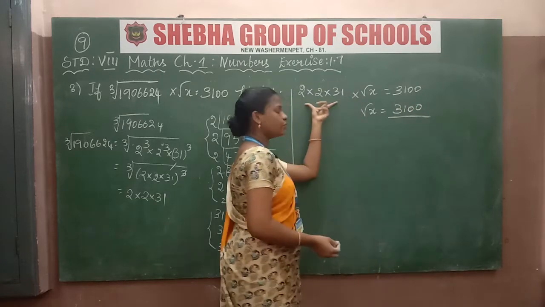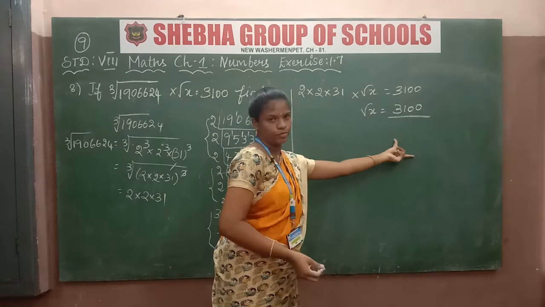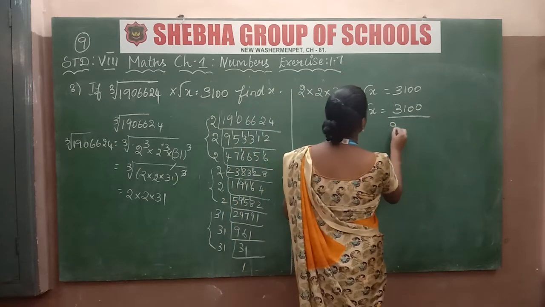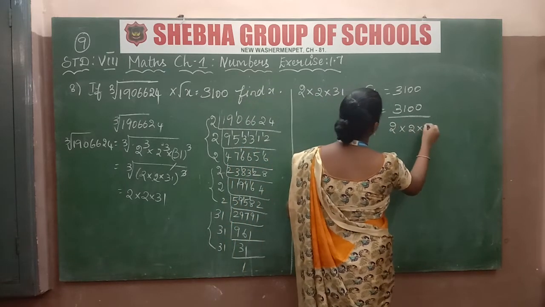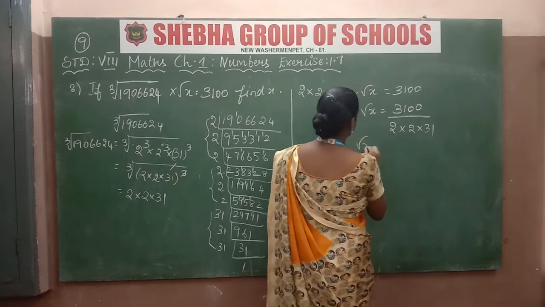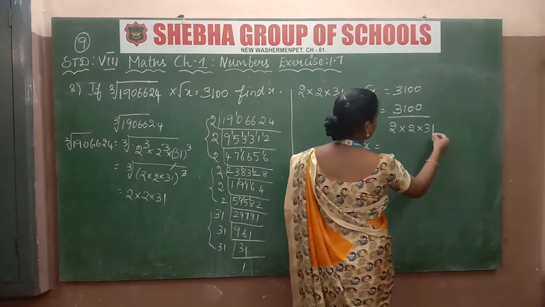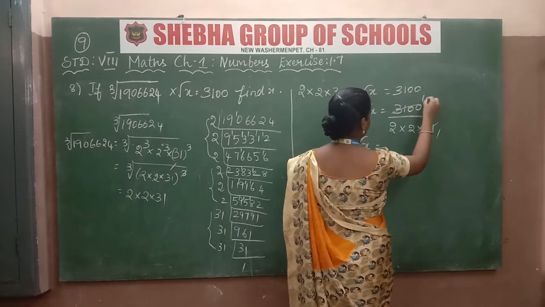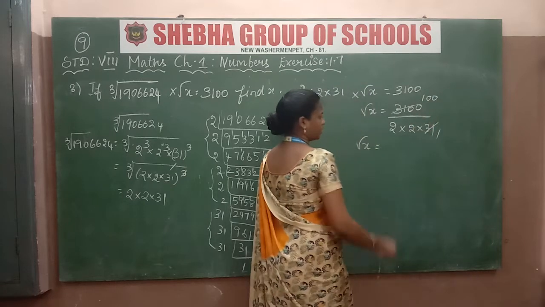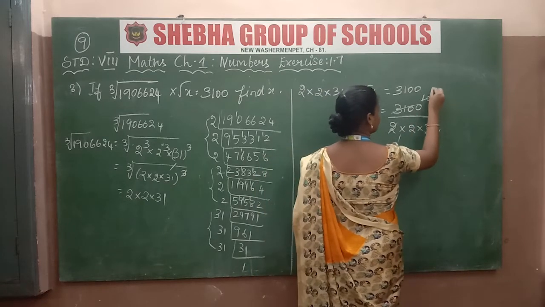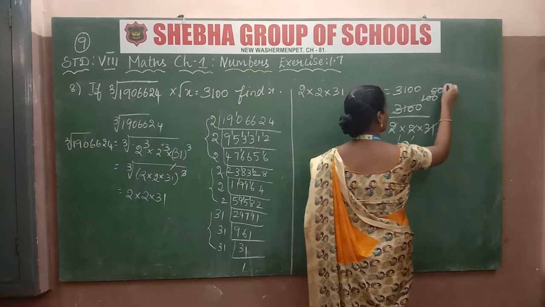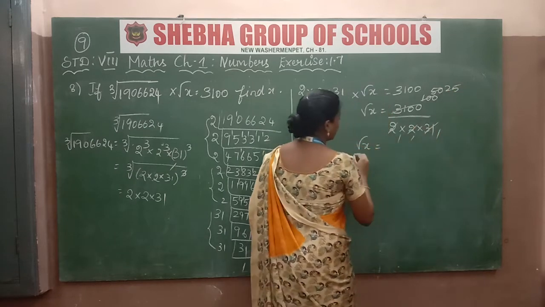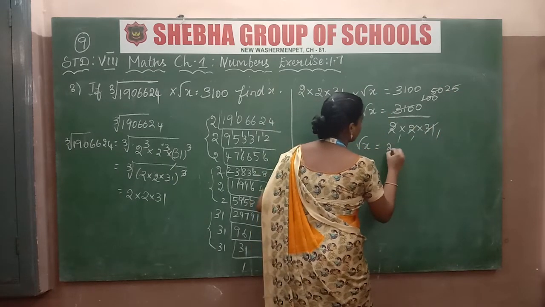So in the multiplications-ல இருக்கிறது அப்படியே போயிடுச்சுன்னா இந்த சைடு போச்சுன்னா டிவைட்ல மாறிடும். It becomes divided by 2 into 31. Then root x is equal to, so 31 tables, 31 ones are, 31 hundreds are 3100. Then 2 tables, 2 ones are, 2 50s are 100, 2 ones are, 2 25s are 50. So the value is root x is equal to 25.